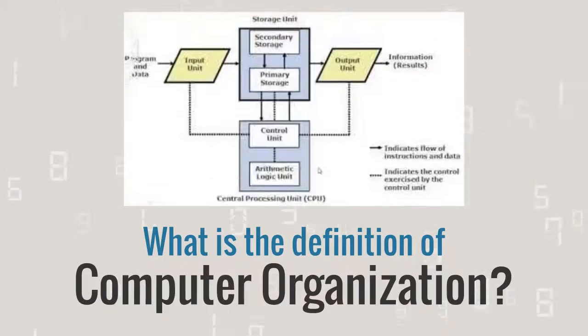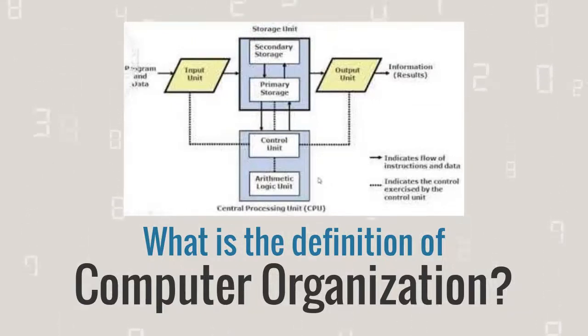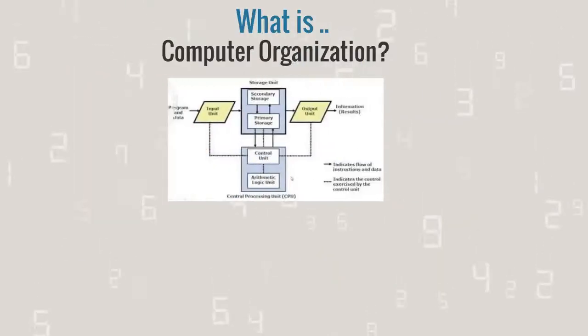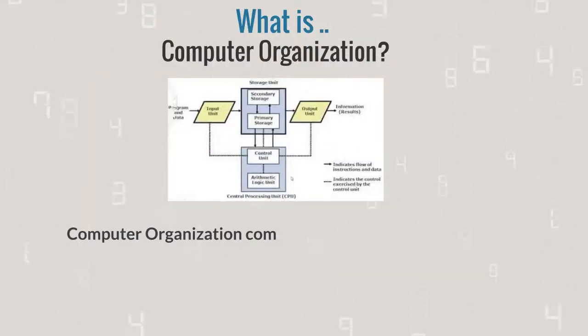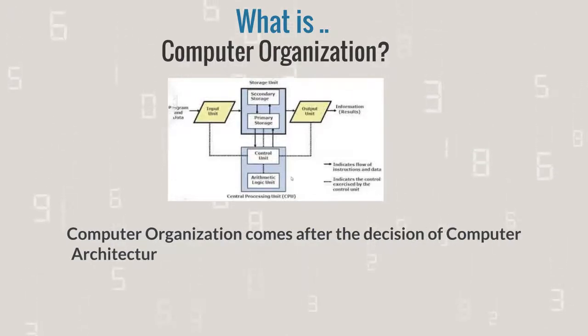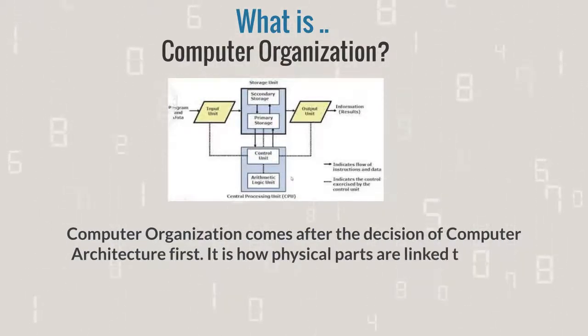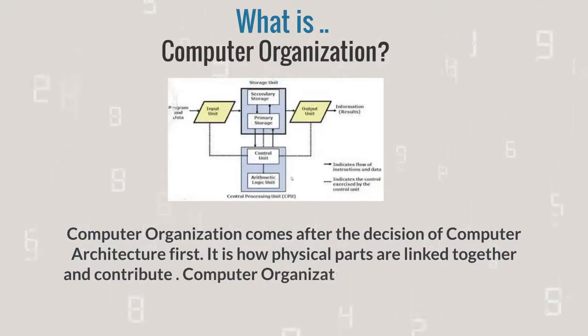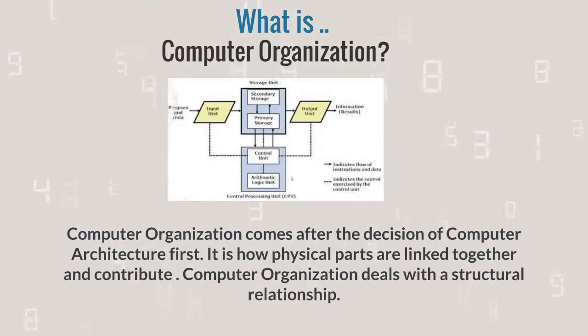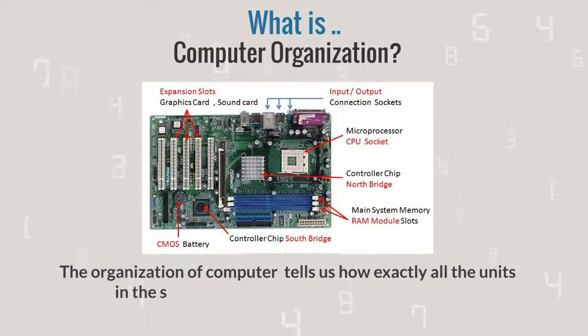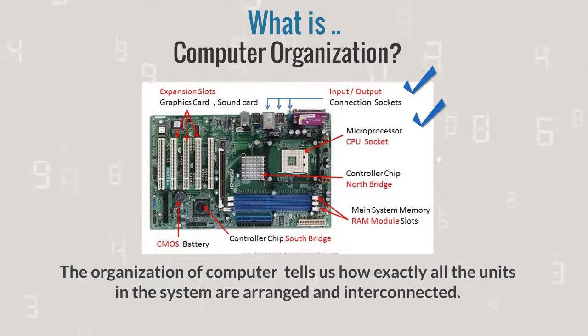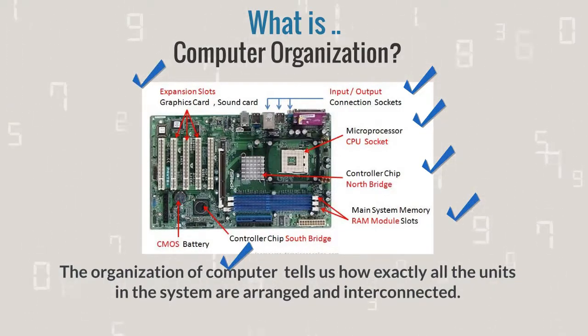What is the formal definition of computer organization? Computer organization comes after the decision of computer architecture. It is how physical parts are linked together and contribute. Computer organization deals with the structural relationship. The organization of a computer tells us how exactly all the units in the system are arranged and interconnected. In simple words, the arrangement of parts around the CPU is organization.